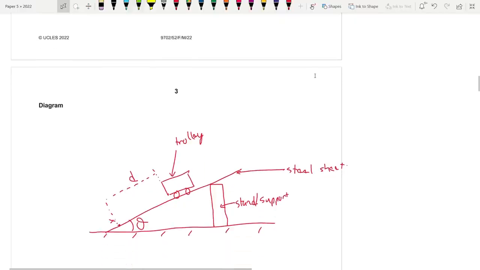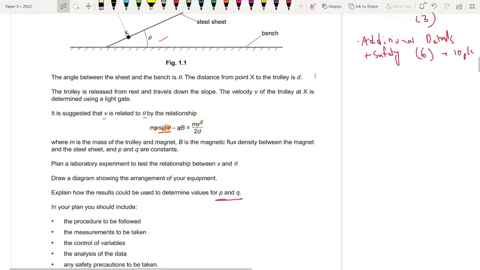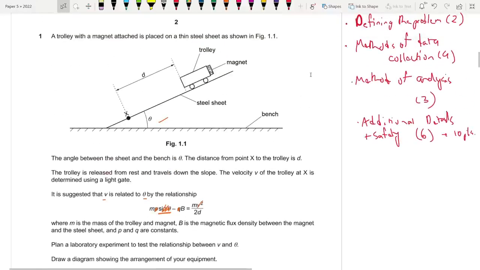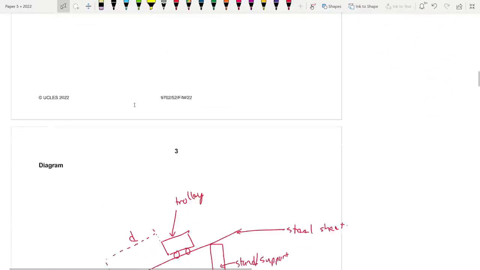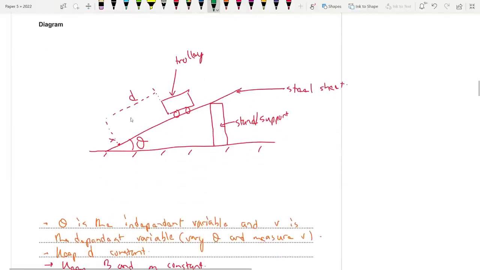They also mentioned light gates at d. We're using that to find out the velocity. So we can draw the light gates actually. You can draw some light gates here.